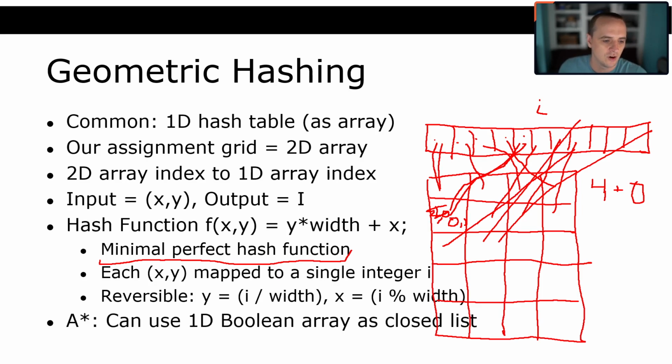Okay, so for A star, we can use a one-dimensional Boolean array as the closed list if we want to be optimally efficient for storing the closed list. And this is how you can map those values to each other. Cool.